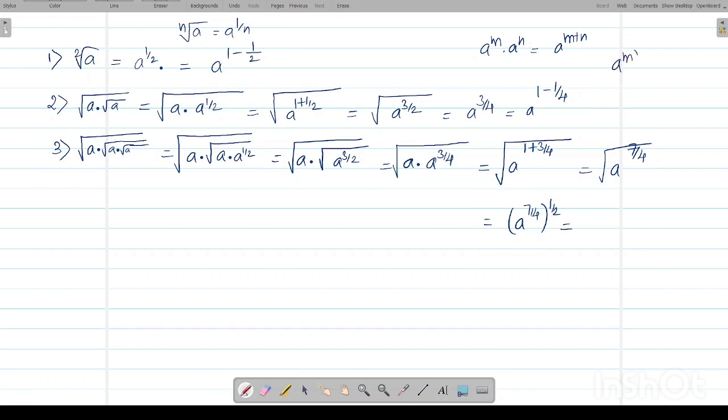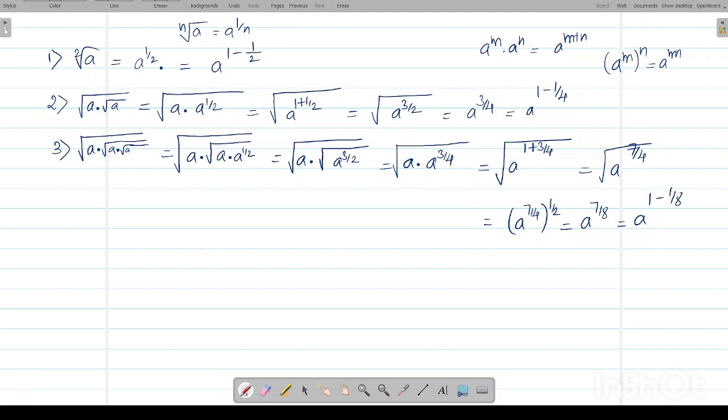You can use this formula, a power m whole power n can be written as a power mn. Now a power 7 by 4 into 1 by 2 is a power 7 by 8. Now it is equal to 7 by 8. I am writing it as a power 1 minus 1 by 8.